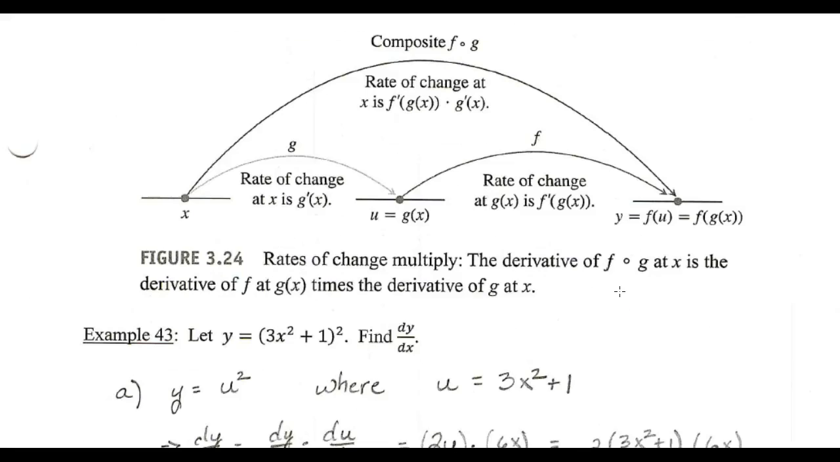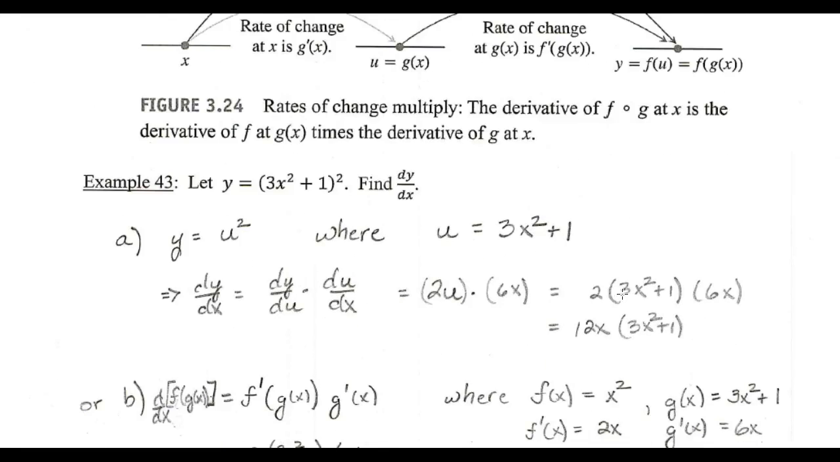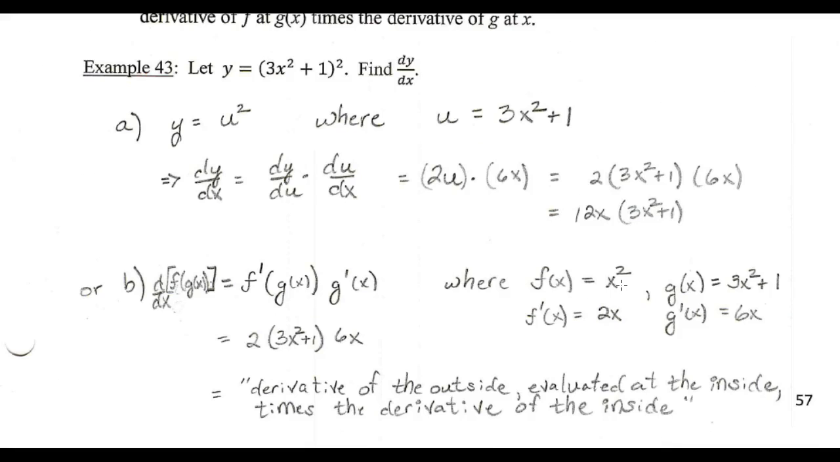So this is a pictorial idea of what's going on. Let's go through this example and see how these two notations are the same thing. So here in example 43, I want to take the derivative of y equals 3x squared plus 1, quantity squared. All right, I want to find dy dx here. So I'm going to first use Leibniz's notation. So this is like y equals u squared, so u is my inside, right? U is 3x squared plus 1.